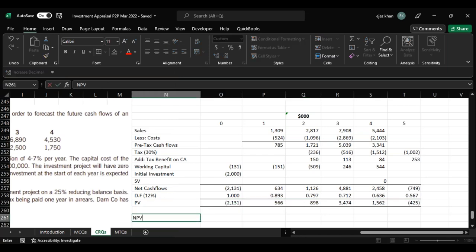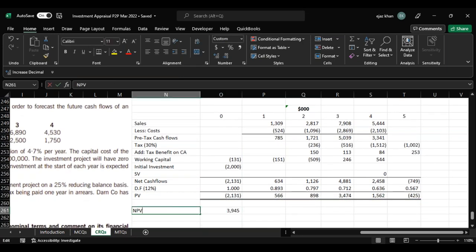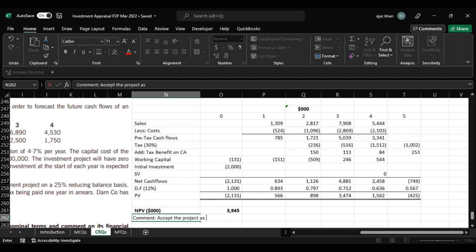And let us calculate now NPV by summing up all these. So it's 3945, and we know that these figures were reduced by thousands. So that's the net present value. And if we have to comment, the comment will be accept the project as it has positive net present value.